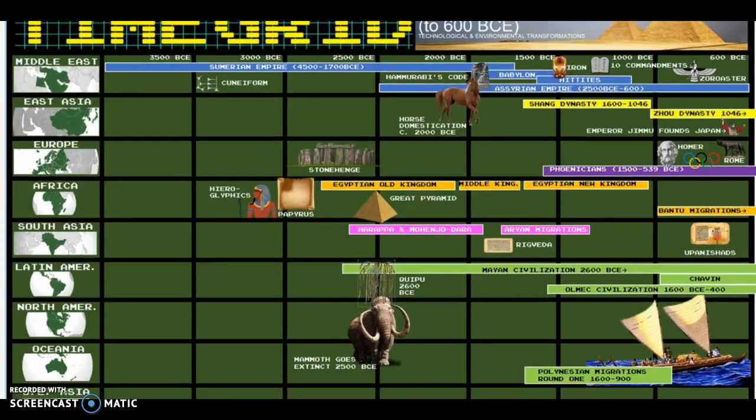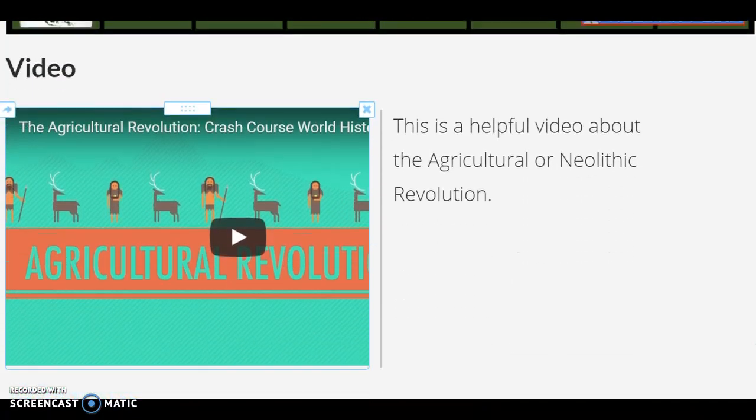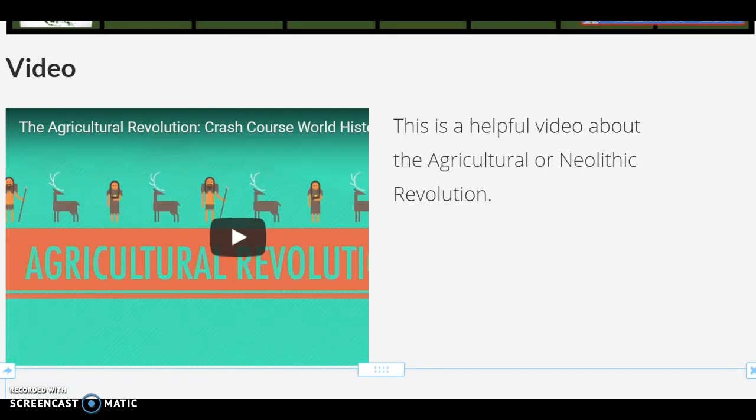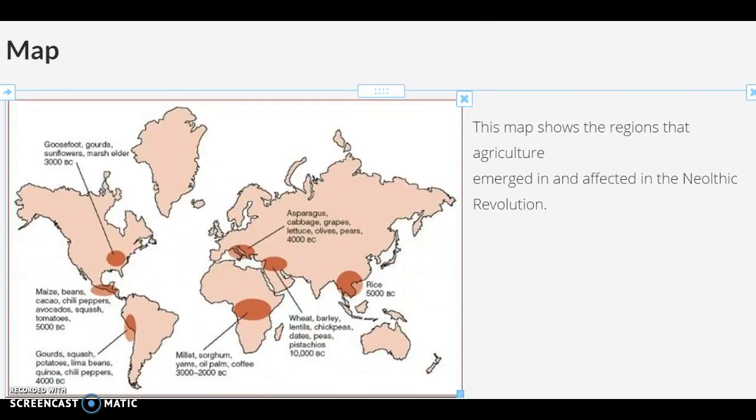This is a timeline of societies that developed because of agriculture and what happened in them. This video is about just the agricultural revolution and the effects of it and the lifestyle of the people that were there. This map shows the regions that agriculture emerged in, and basically it's showing that if you have agriculture, you can create a society.